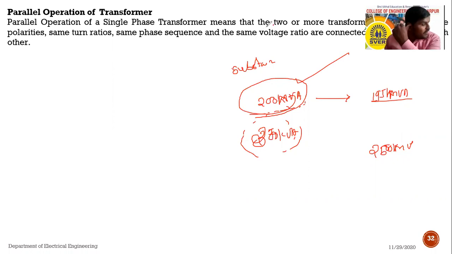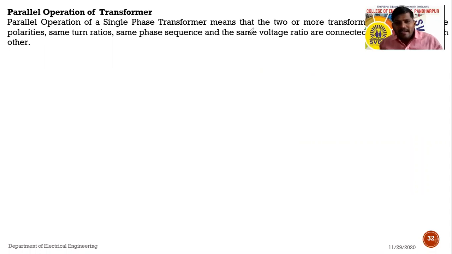Okay. So see, in the parallel operation, the primary of both the transformers, that means two or more than two transformers, can be connected to the supply line, and the secondary of these two or more than two transformers can be connected to a common load, right? That means the load should also be shared by these two or more than two transformers. So it is necessary to operate two or more than two transformers in parallel because the demand of electricity keeps increasing day by day, right? Are all of you getting the necessity?